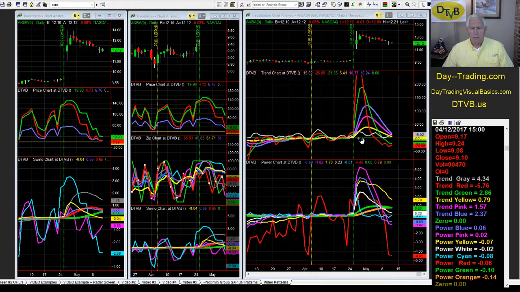I've placed the trend chart and the power chart in the right chart here, and then I have the price, the zip, and the swing in the other chart, and with a little bit of an expanded view on the left chart. Primarily, I'm going to be looking at the middle chart and the right chart today.